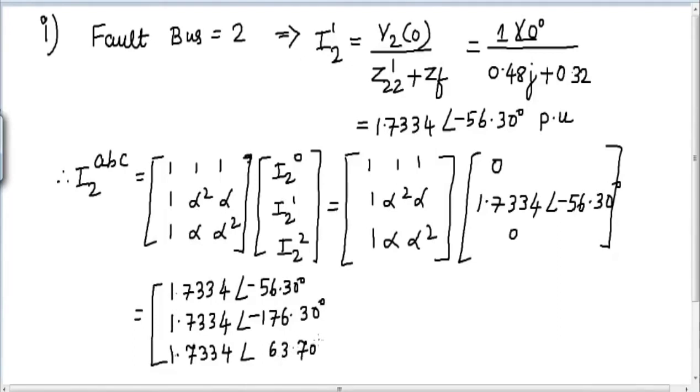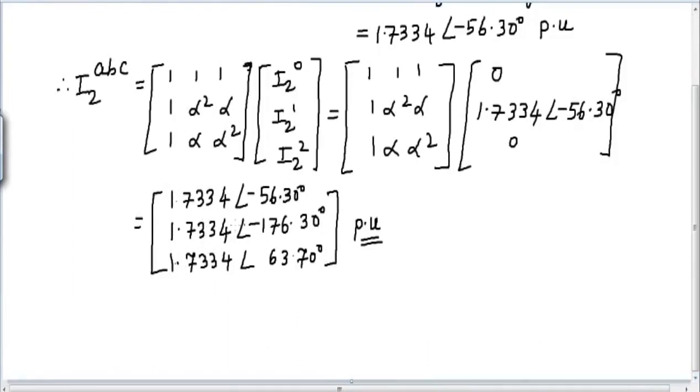63.70. So how to cross check whether the answers you are getting are correct or not? The cross check point is that you should get the same magnitude every time. Why? Because this is a symmetrical fault, and in case of a symmetrical fault we know that the magnitude is the same and the phase difference between A, B, C is 120 degrees each. So you can see very well that there is a phase shift of 120 degrees between A and B, as well as 120 degrees between B and C. So this means that whatever calculations we have done are correct. Next, they have asked us the bus voltages.